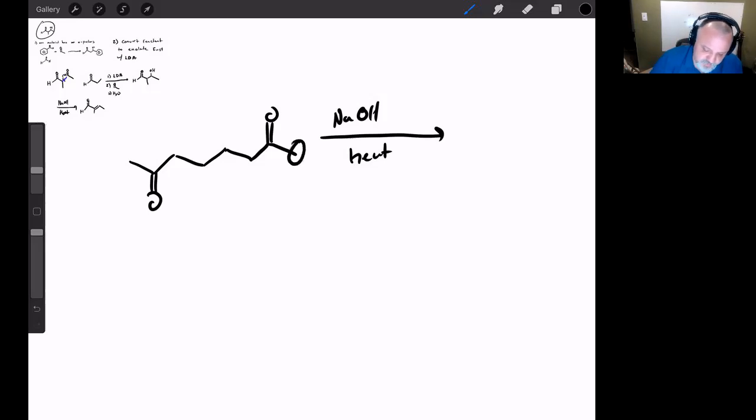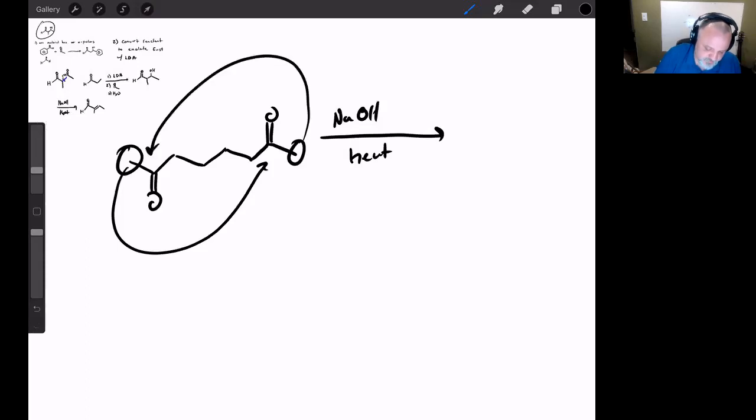But that means I'm going to either form an enolate there, or I'm going to form an enolate there. And depending on where I form it, it depends on where it can attack. Well, it can't attack around back on itself. So if I form it there, it has to attack here. If I form it there, it has to attack there.